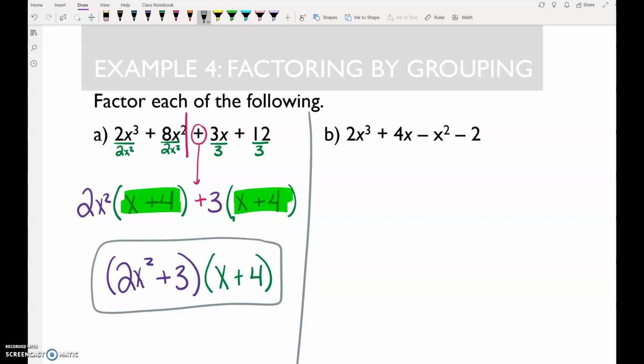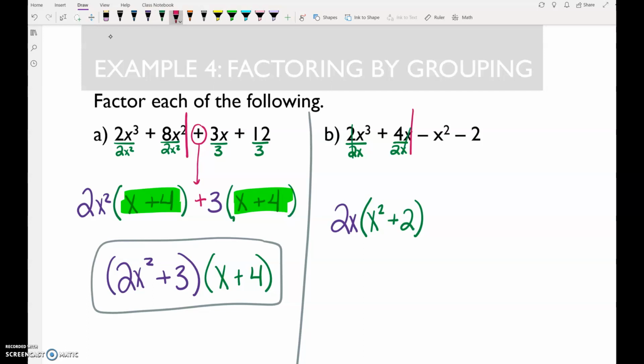Okay, I would like you to try part B on your own. If you're watching the video, pause the video, give B a try, and then play the video to check your work. First, you split it after the second term. First group, 2x to the third and 4x. I definitely have 2 in common and an x. If I take 2x to the third divided by 2x, I'd be left with x squared. 4x divided by 2x would be 2.